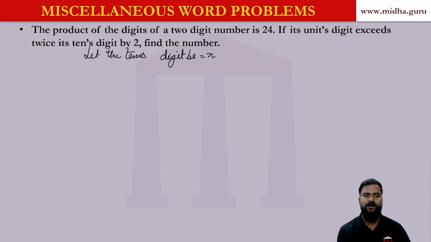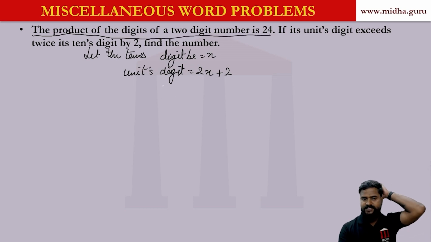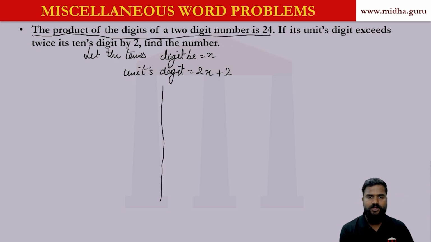So we know now that the units digit is what? It is twice the 10th digit, that is 2 into x, plus 2. It exceeds, so we add plus 2. Now the first part of the question gives us the relation that will give us the equation. It says the product of the digits is equal to 24. So now that we know the digits, we'll just multiply them: x into 2x plus 2 is equal to 24.